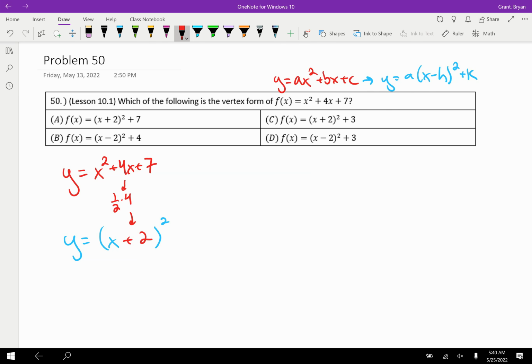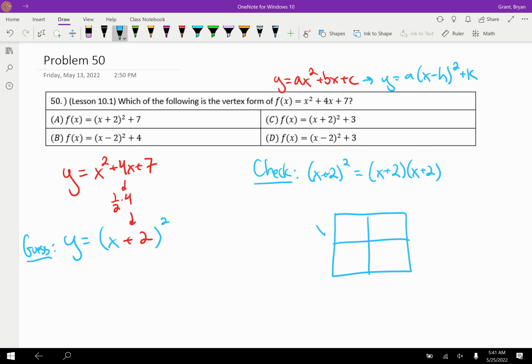Now we can actually see this as well. This is going to be right here when we set this up, calling it our guess. And then over on the side, I'm going to go ahead and check it. Let's see if I'm right. I'll be right if, when I do x plus 2 squared, it equals x squared plus 4x plus 7. And don't forget that to do x plus 2 squared, we do x plus 2 times itself. So I'm going to quickly make my box. The x plus 2's go on the outside, and the inside becomes x squared, 2x, 2x, and 2 times 2 is 4. So combining our like terms, the inside becomes x squared plus 4x plus 4.